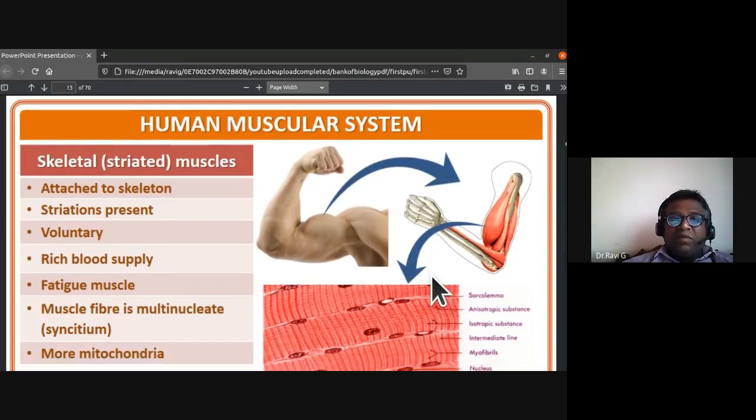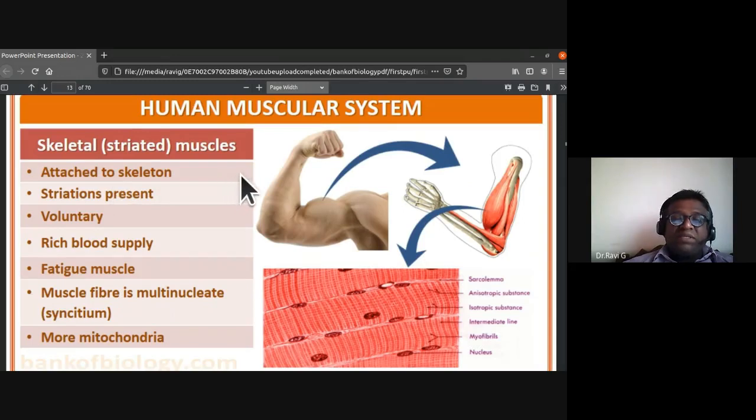So let us discuss the first part, the skeletal muscles or striated muscles. They are attached to the skeleton. Okay, so they are voluntary, so they are under our control. That is why when you lift weights, you can move the muscles, the biceps, triceps. They are all different regions of the muscles that can be built up. Skeletal muscles, the striated muscles, are attached to the skeleton. Striations are present in these muscles, and they are voluntary in function.